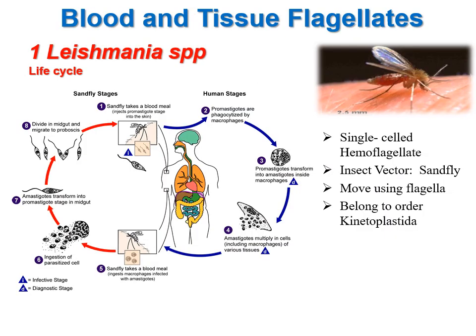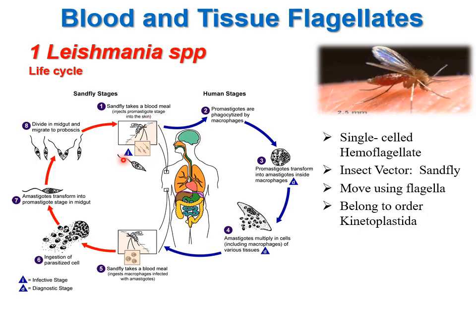I will move now to discuss the blood and tissue flagellates, and I will be mentioning two main genera, which are Leishmania and Trypanosoma. Let us start with Leishmania. I remind you that the life cycle of Leishmania species, whether we're talking about donovani responsible for visceral leishmaniasis, or tropica responsible for cutaneous leishmaniasis, or braziliensis responsible for mucocutaneous leishmaniasis, share all the same life cycle.